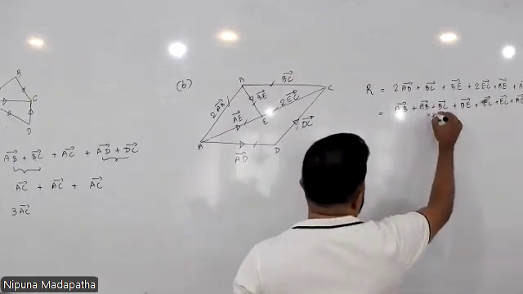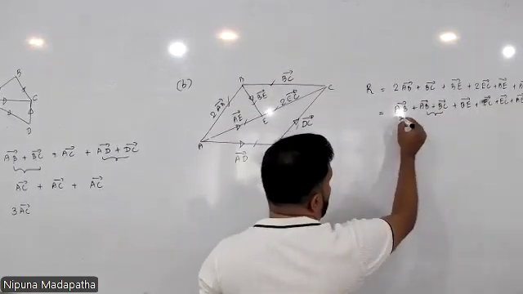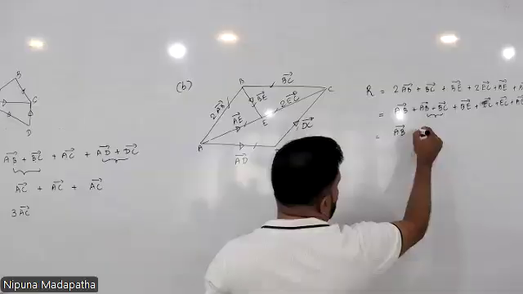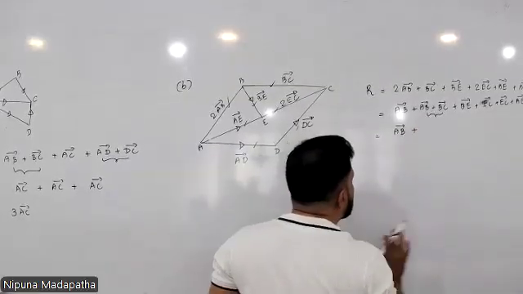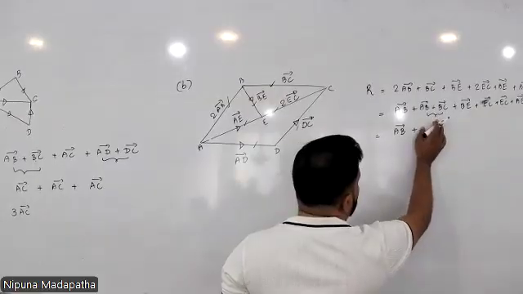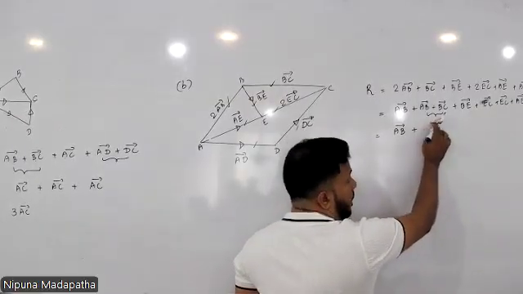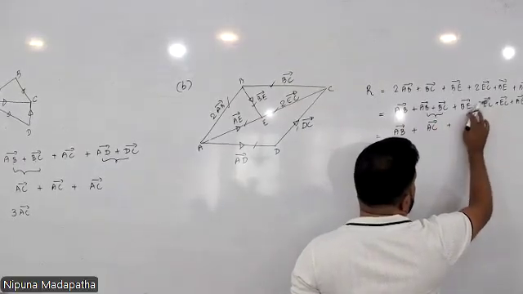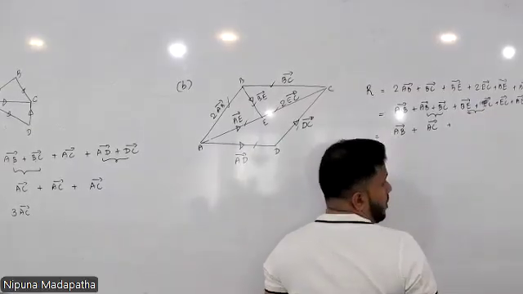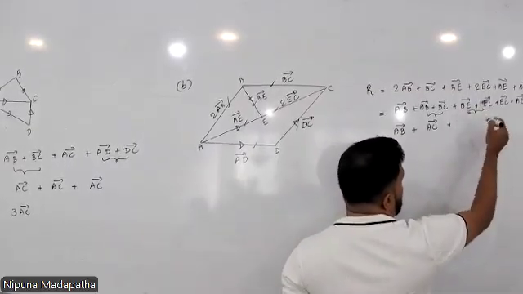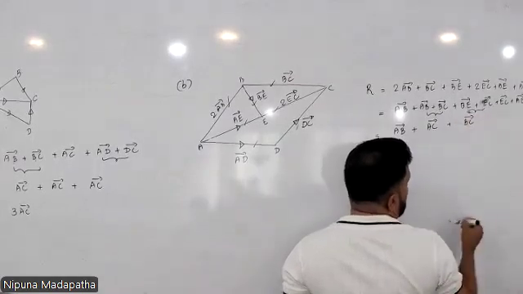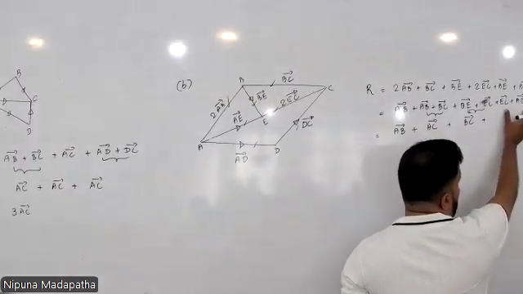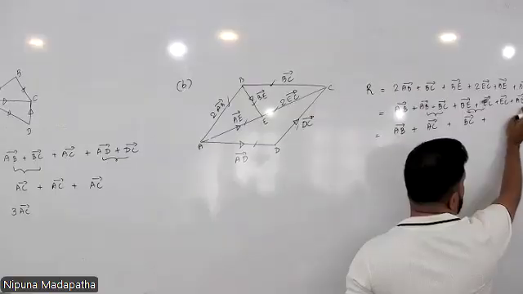Now use the vector triangle theorem. Keep that AB without touching. AB plus BC, AC. And BE plus EC: use the vector triangle theorem, BE plus EC is BC. Right. So I'm going to interchange the position of these two.